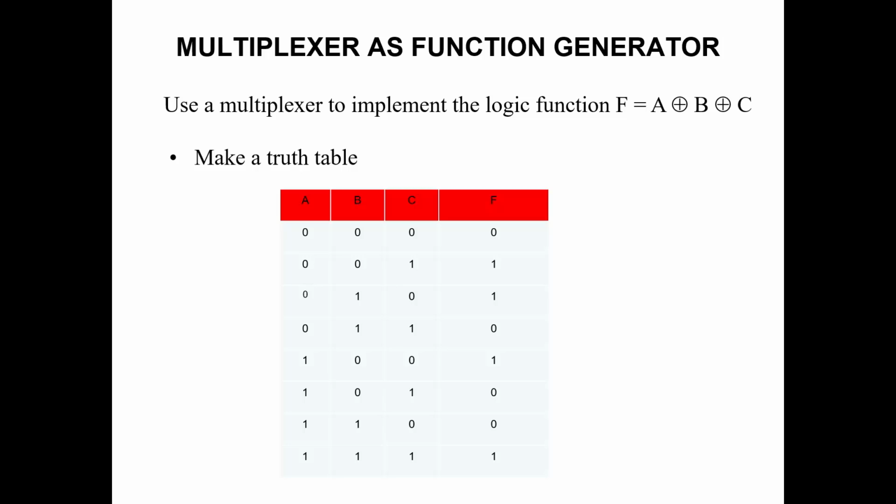We'll consider an example. Here we have to implement the function A exclusive or B exclusive or C. The first step is to make the truth table. The truth table having the inputs A, B and C and the output F is given here. The output is high when an odd number of ones are high in the input.